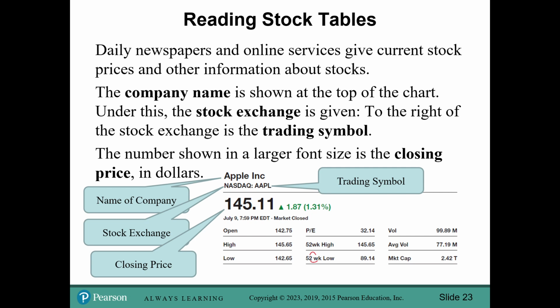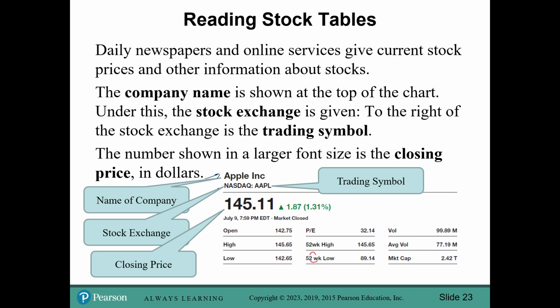All right, so let's look at reading stock tables. Daily newspapers and online services give current stock prices and other information about stocks. The company name is shown at the top of the chart. If we look at this chart here, the name of the company is at the top of the chart. Here we have Apple Inc. That is the name of the company.